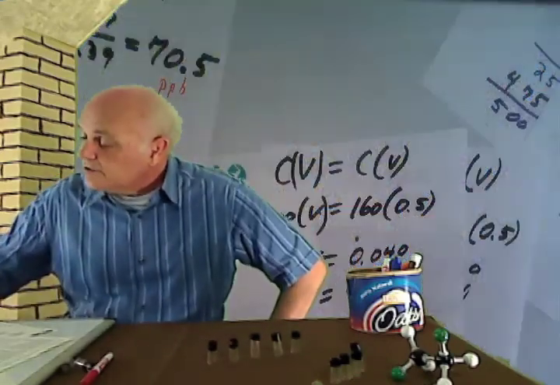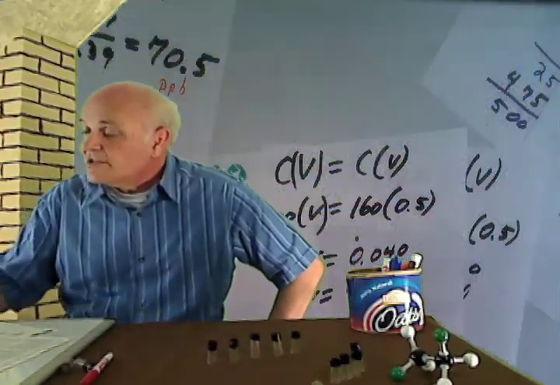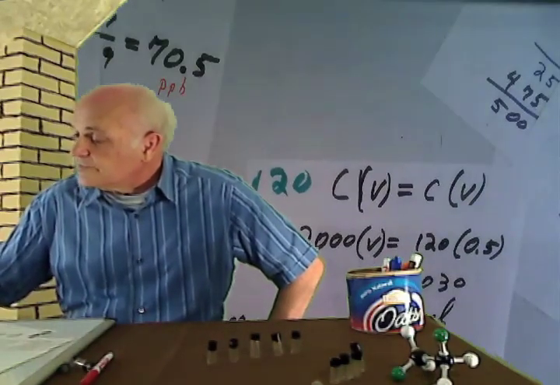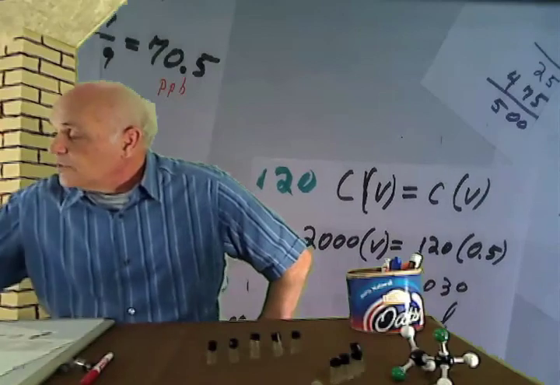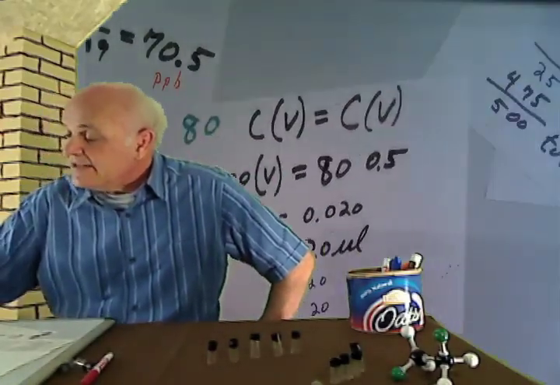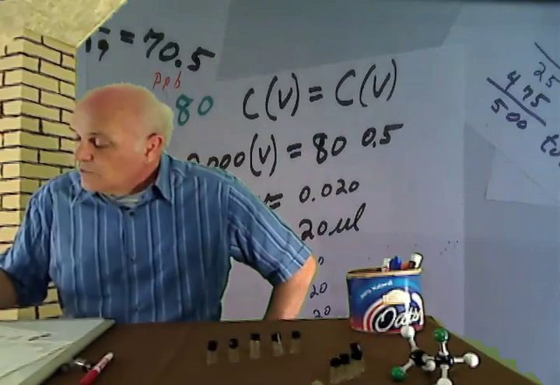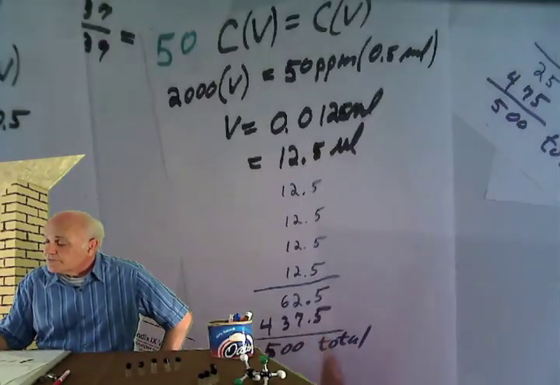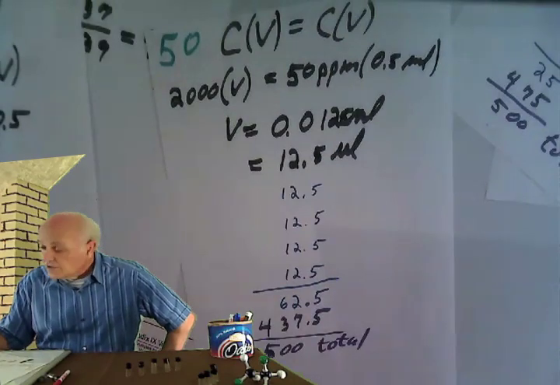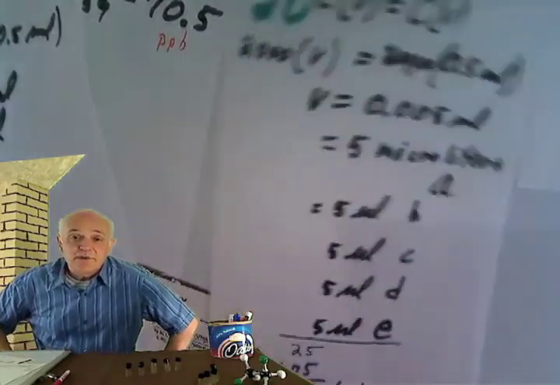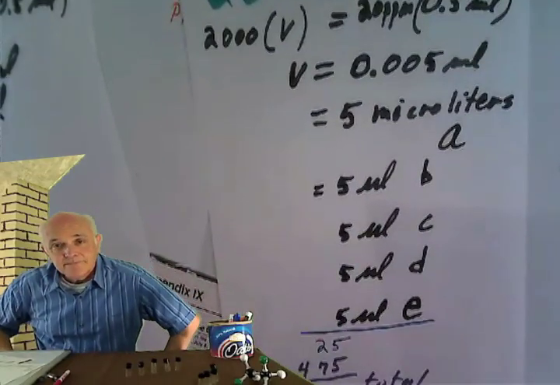So we add 300 microliters to this 160. We add 350 to the 120. We add 400 to the 80. We add 437 to the 50. And we add 475 to the 20. And then we're done.